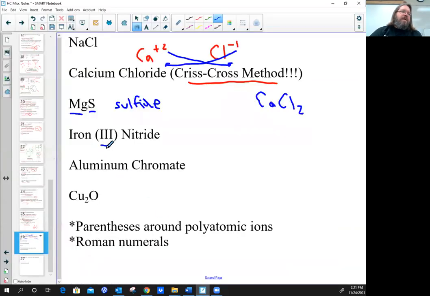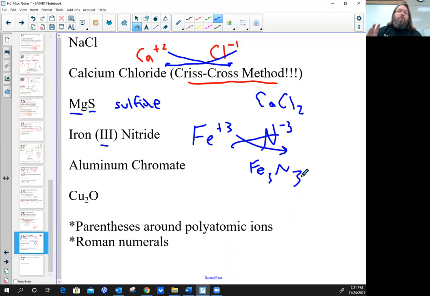So iron 3 nitride. Iron 3 would be Fe+3. Okay. Nitride, that's nitrogen. So nitride is N-3. Okay. Crisscross method. Some of you are probably thinking, should I write this down as Fe3N3? The answer is no, because if the charges are equal and opposite to one another, you can just smash it together. It's just FeN.